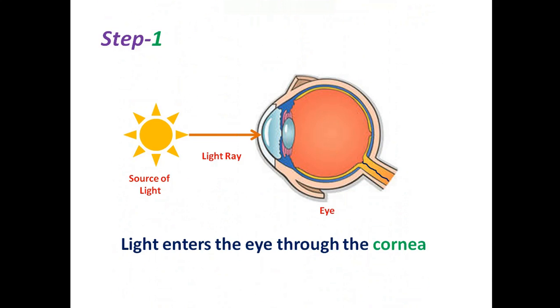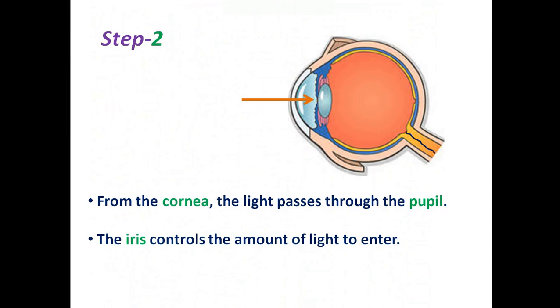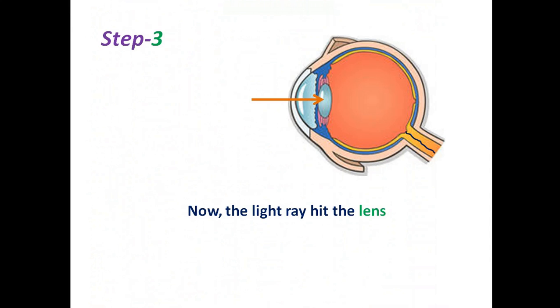Step 1. Here the light from any source enters the human eye through the cornea. Step 2. From the cornea, the light passes through the pupil. The iris controls the amount of light to enter. Step 3. Now, the light ray hits the lens. See this in the diagram.